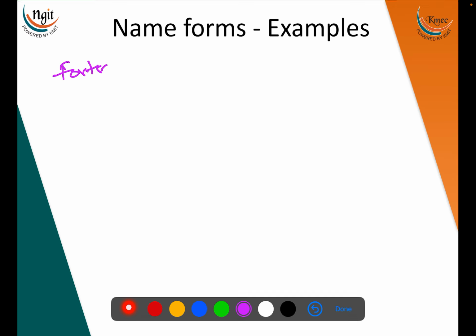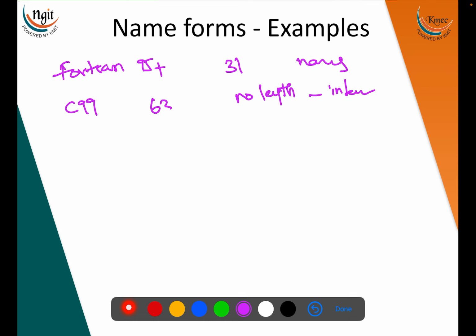Now coming to the Fortran 95 plus language, the version number, it allows up to 31 characters in its names, and C99 has no length limitation on its internal names, but the significant characters are only 63 characters, and external names in C99 are restricted to 31 characters. So it is also having no length limit, but the significance is 63 and 31.